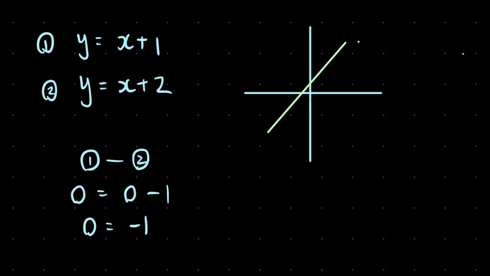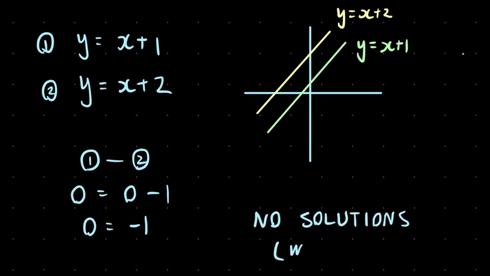We draw the graph y is equal to x plus 1, which just has a y-intercept of 1, and it goes from bottom left to top right, like this. And y is equal to x plus 2, which is pretty much the same graph, but slightly higher. The only difference here is the y-intercept. The gradients are the same, which means that these two graphs are parallel lines. And that's why there's no intersection, and therefore there's no solution.